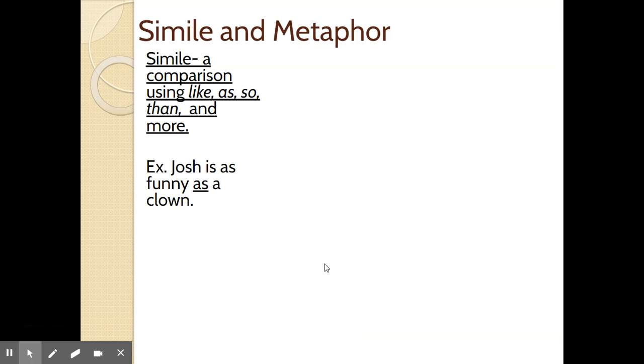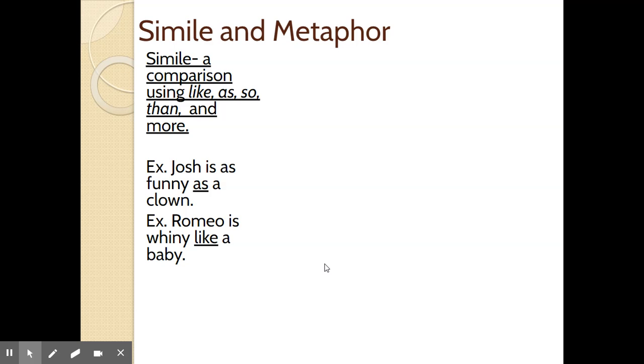They're both comparisons. A simile is a comparison using like or as. So, for example, Josh is funny as a clown. Josh really isn't a clown. It'd be kind of weird if he was. Clowns, I don't really think exist anymore. I don't know. I haven't been to a circus in years.